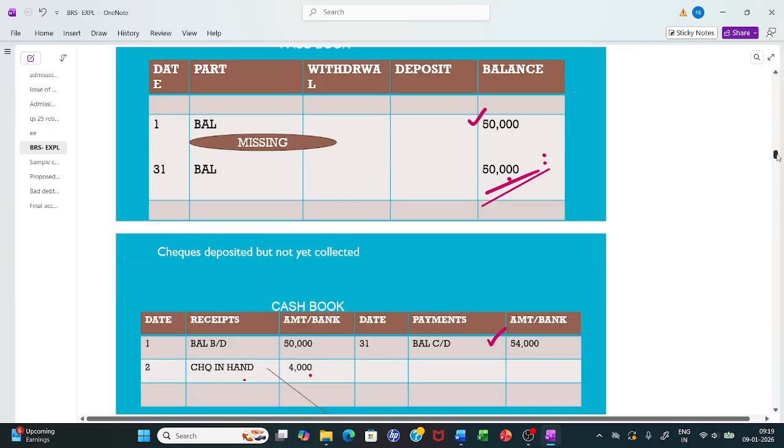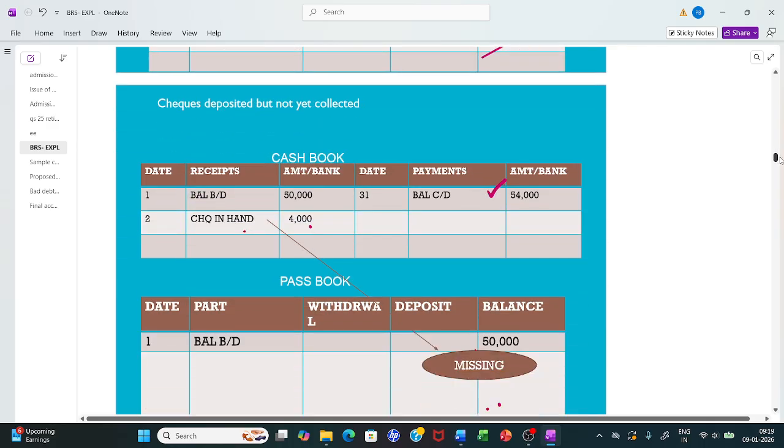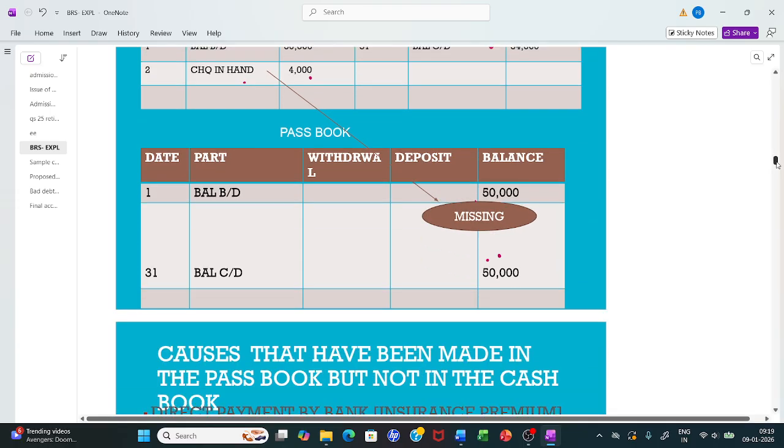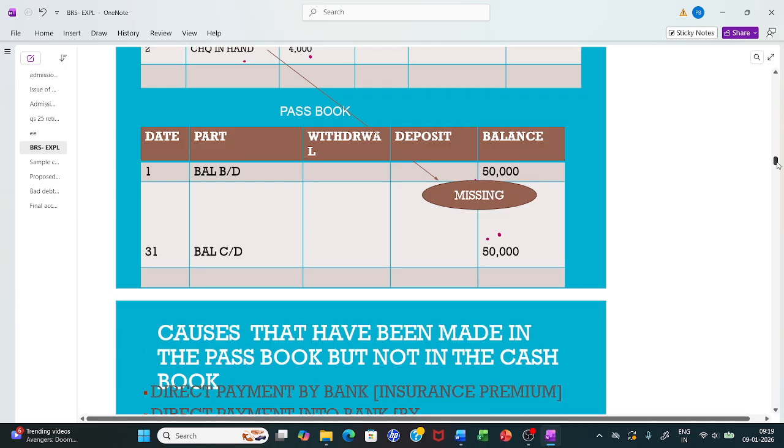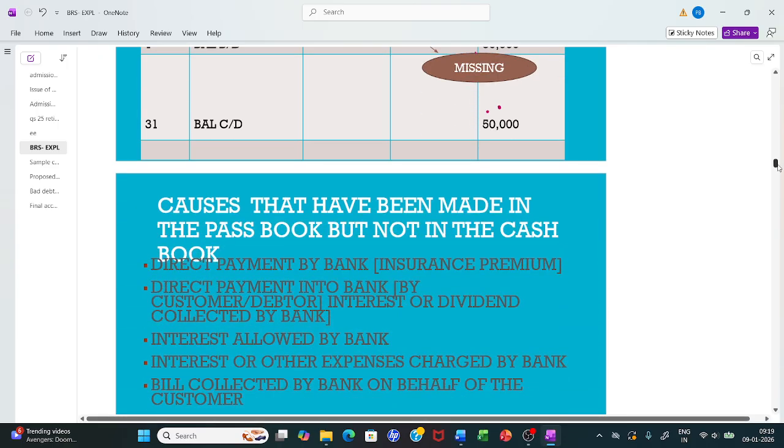Similarly, when checks are deposited but not yet collected, when we deposit the check, we use the words checks in hand, but somehow it has not been collected by the bank as yet, so there's no change in my passbook. Passbook remains the same. So passbook is higher, cash book is lower. In the other case, cash book is higher, passbook remains the same.